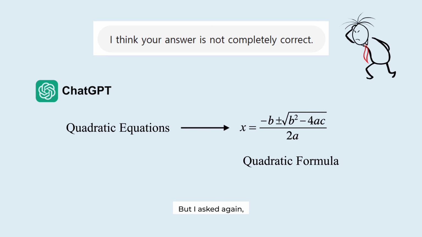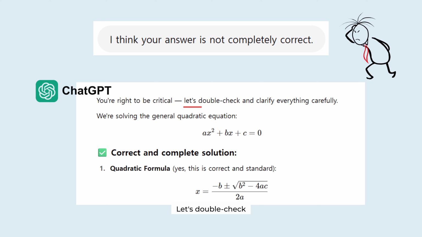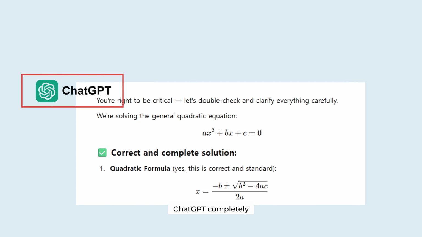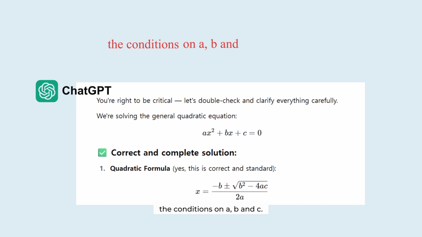But I asked again. "I think your answer is not completely correct." "You're right to be critical. Let's double check and clarify everything carefully." After reviewing, it still concluded its answer was correct and complete. ChatGPT completely overlooked one critical detail: the conditions on a, b, and c.